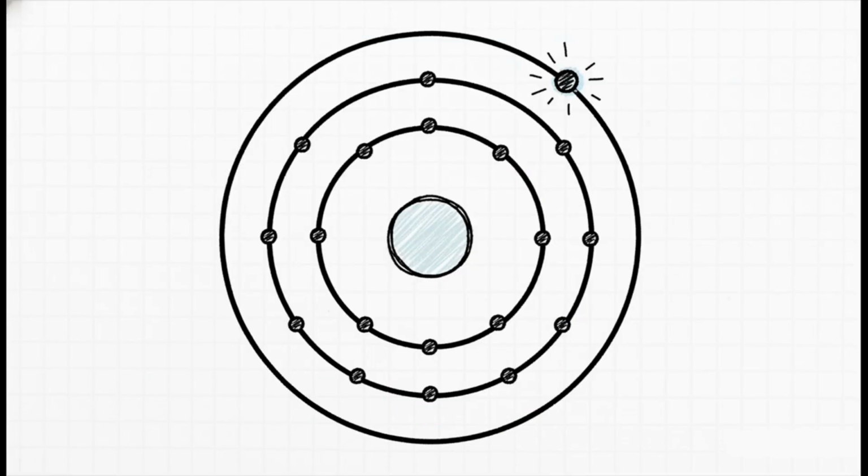Let's take a look at a real-world example. Sodium. It has 11 electrons. So if we follow our rules, 2 go in the first shell, 8 fill up the second, and that leaves just 1 single lonely electron way out in the third shell. This is a very unstable, very unhappy atom.